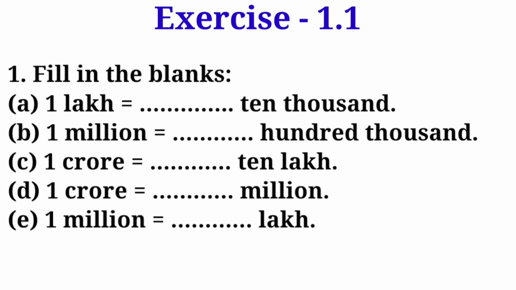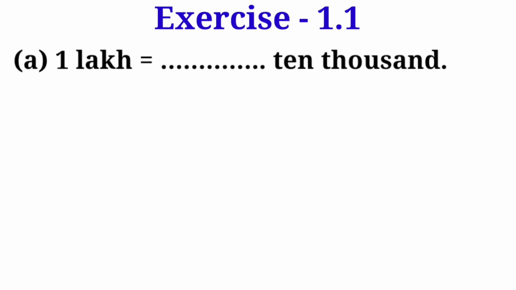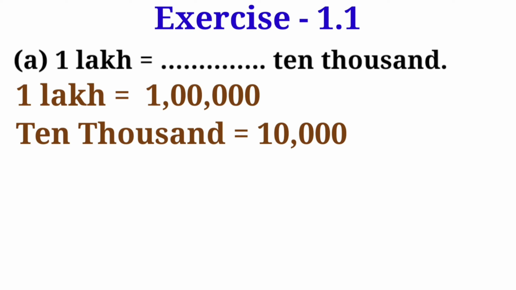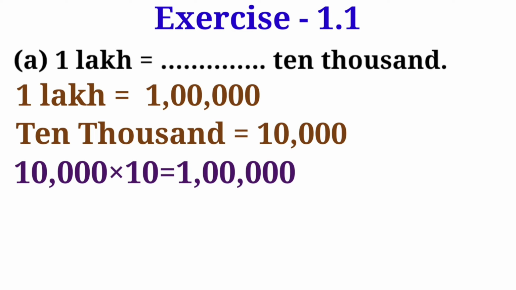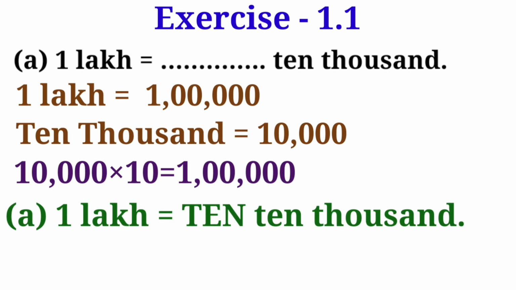So, firstly we will solve the A part, that is 1 lakh is equal to dash 10,000. Now, we know that 1 lakh we write as 1 and 5 zeros, and 10,000 we write as 1 then 4 zeros. If you want to make 10,000 equal to 1 lakh, you have to increase one zero. So what will you do, 10,000 multiplied by 10 is equal to 1 lakh. So your answer is 1 lakh is equal to 10 times 10,000.